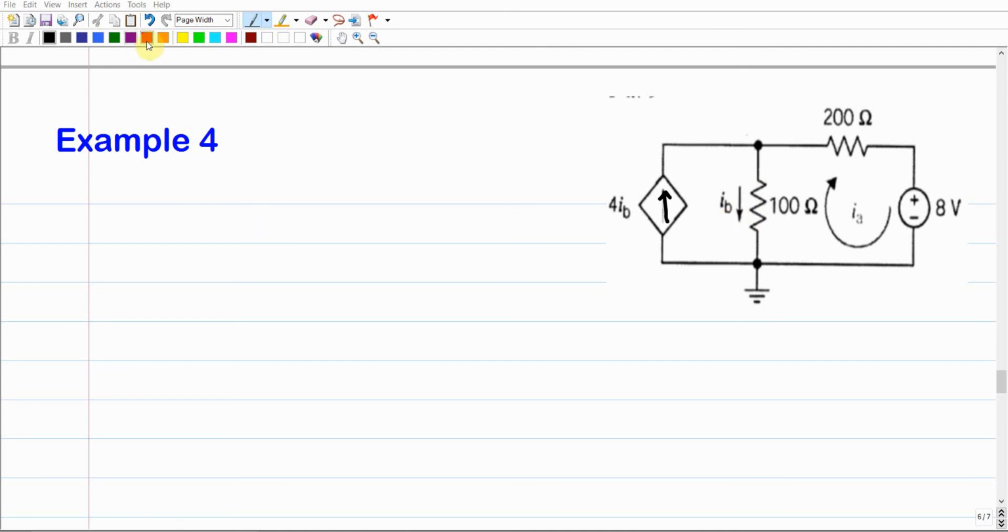You should understand this. Notice there are some important notes here. We distinguished in the beginning of this lecture between the current, the mesh current, and the branch current. So IB here is a branch current. This is the branch current.